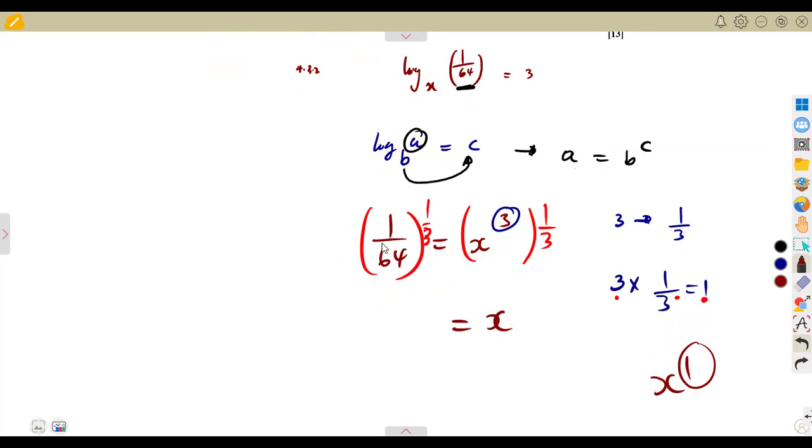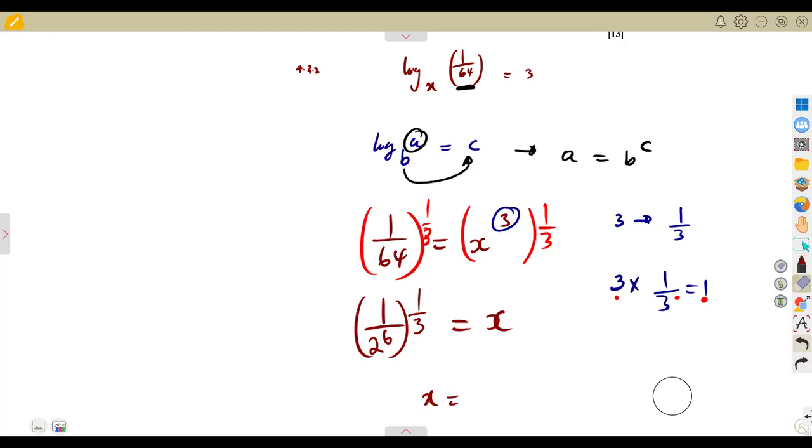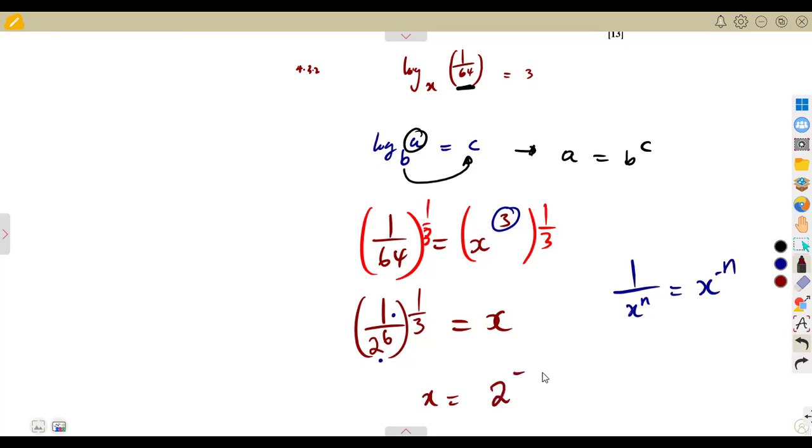So x is equal to 64 to the exponent of a third. But remembering, guys, 1 over 64 is the same as 1 over 2 to the exponent of 6, to the exponent of a third. So x is equal to, remember, I talked about this also in the introduction, whenever you are given 1 over a certain term, this was taken from a negative exponent. So 1 over 2 to the exponent of 6 was taken from 2 to the exponent of negative 6, being raised to the exponent of a third.